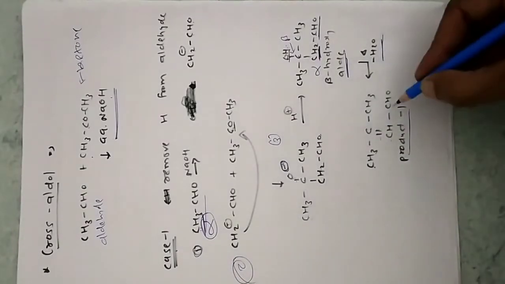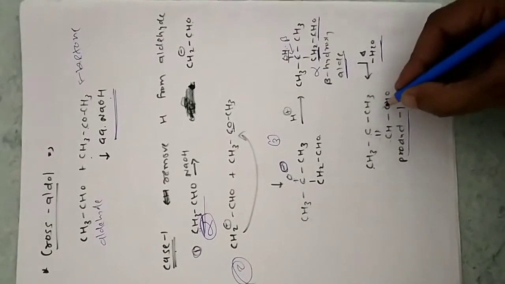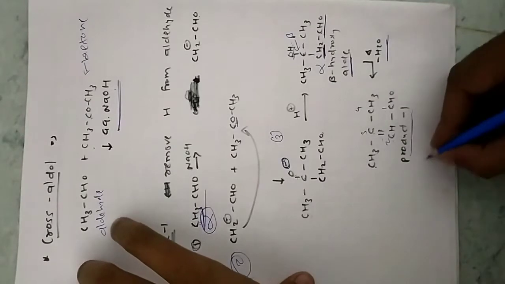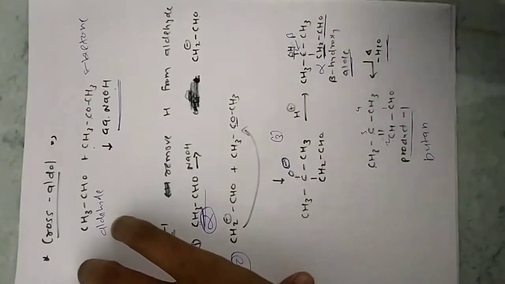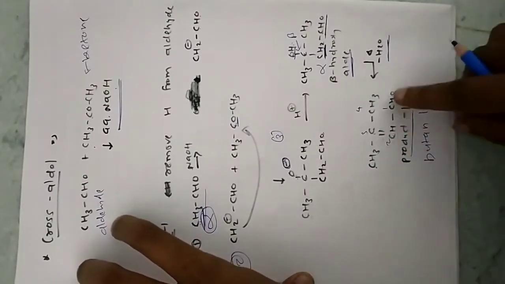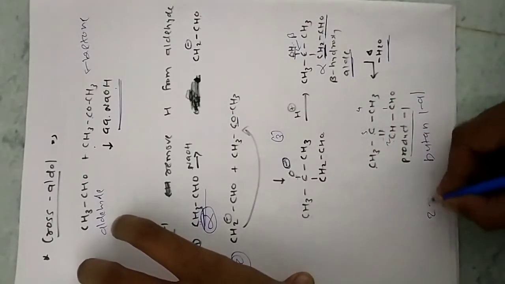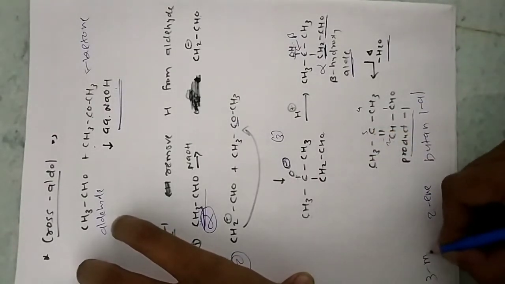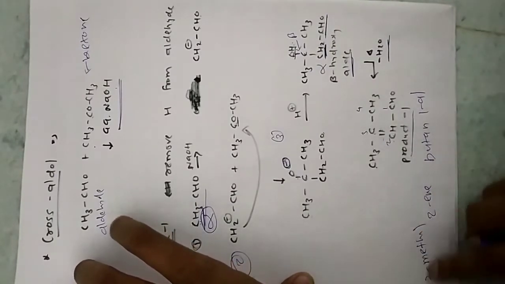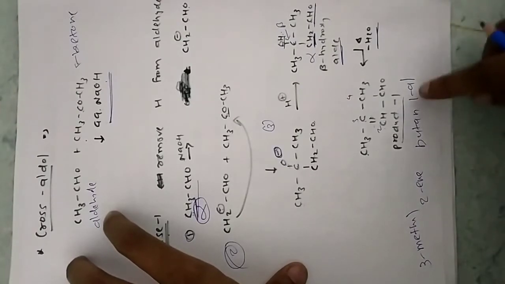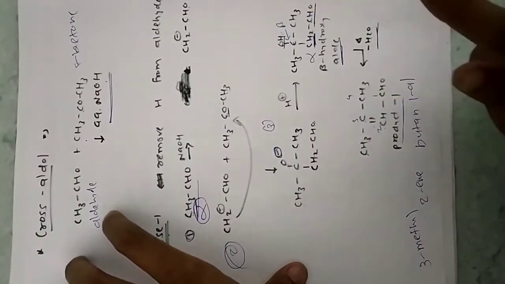What is the IUPAC name? 1, 2, 3, 4 carbons we have, which means butane, 1-al. On second number we have 2-ene. On third number we have a methyl group, 3 methyl. So the full IUPAC name is 3-methyl-2-butene-1-al. That is our IUPAC name of product 1.